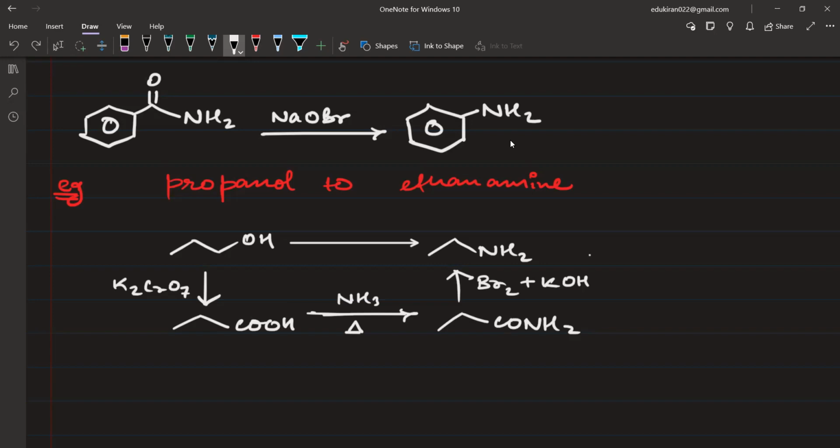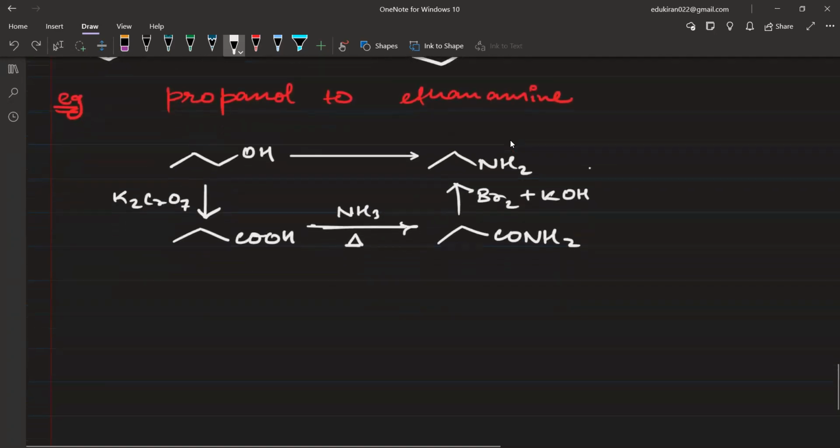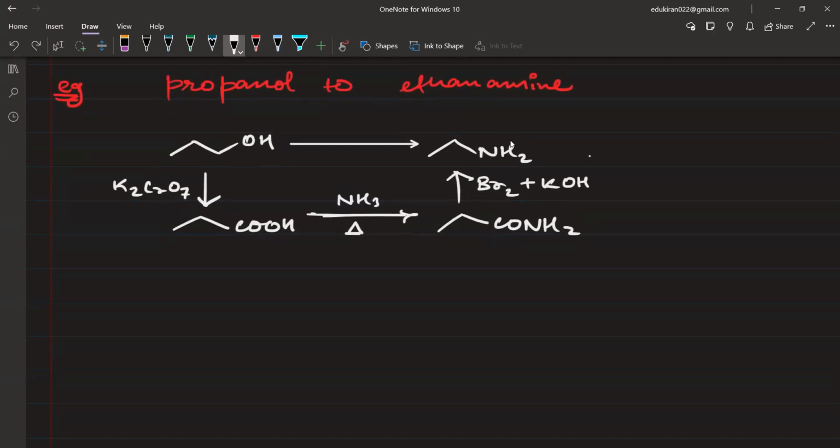You have 4 carbon, you need 3. You have 3, you need 2. You have 5, you need 4. One carbon less than the initial material. After writing this, please write physical properties.